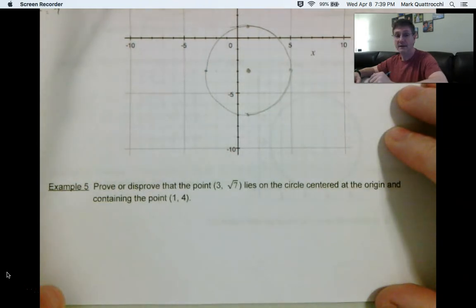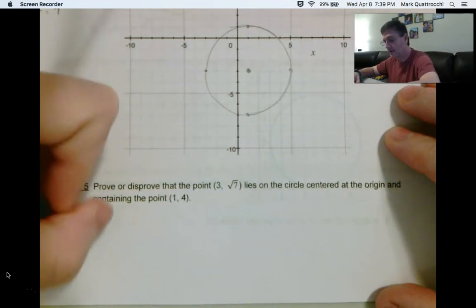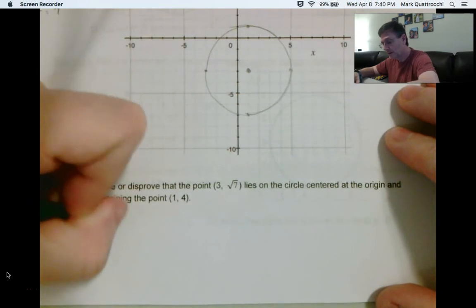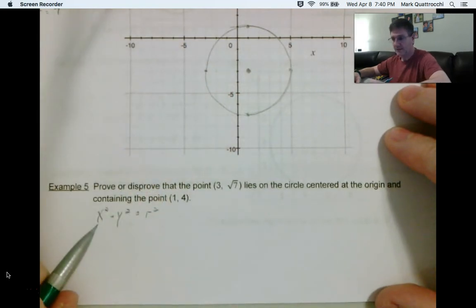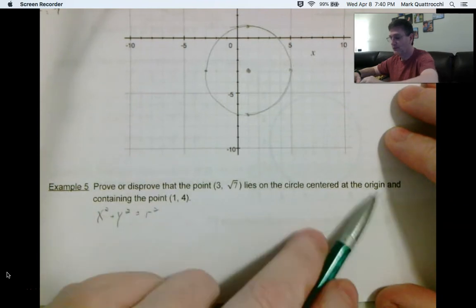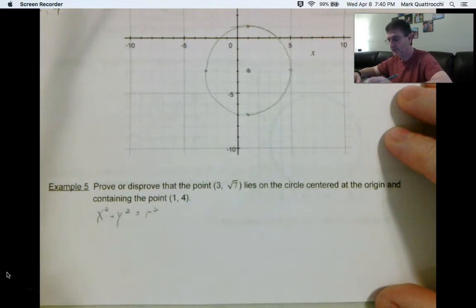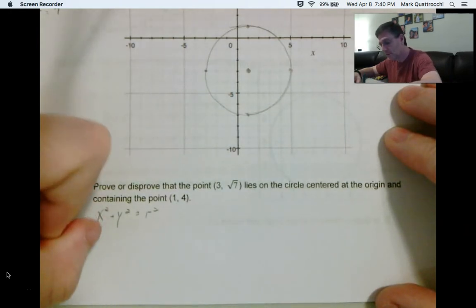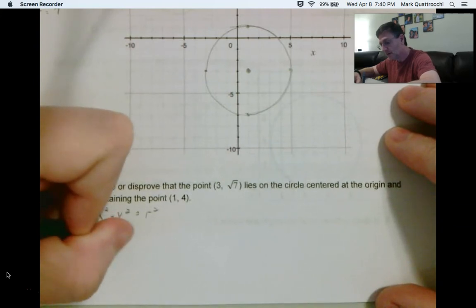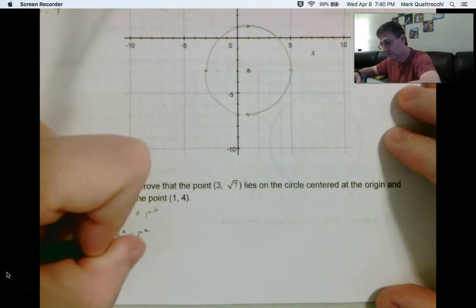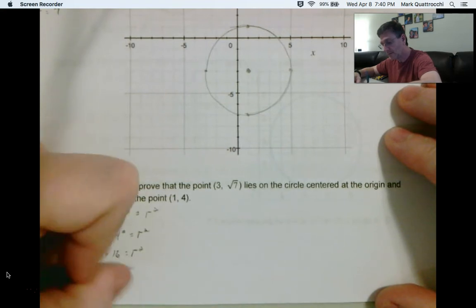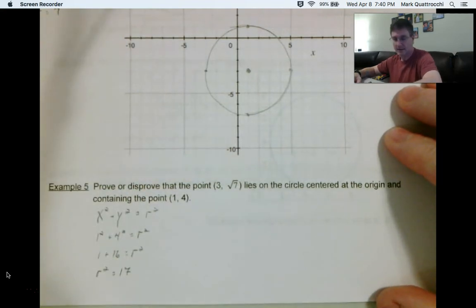So like we did in example 2, we're going to start off by writing x squared plus y squared equals r squared. I didn't write x minus h or y minus k because the origin is the center of the circle, so h and k are 0 and 0. We put in 1 comma 4 to find what the r squared is. 1 squared plus 4 squared equals r squared. 1 plus 16 equals r squared. And again, we are looking for r squared, and that equals 17. I don't need to know what r is.